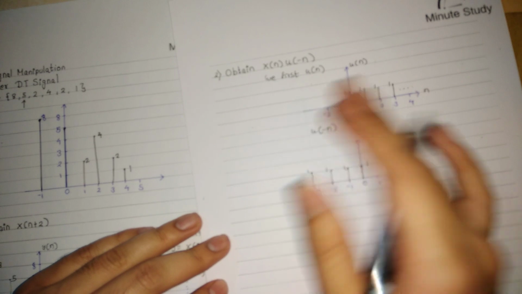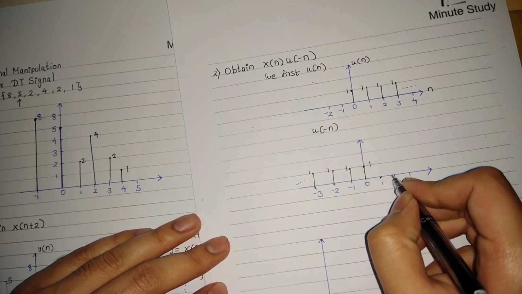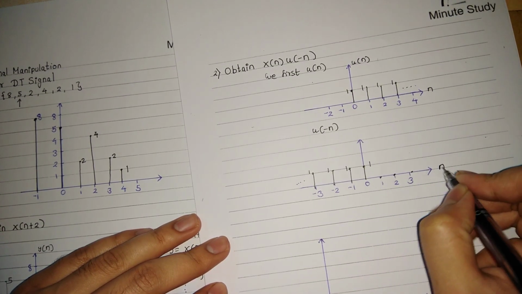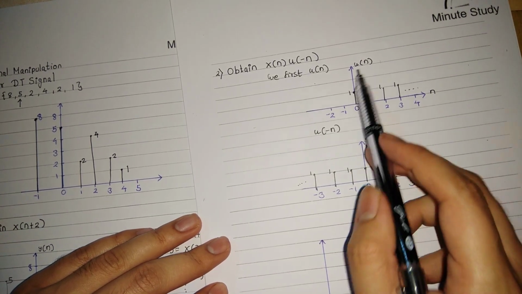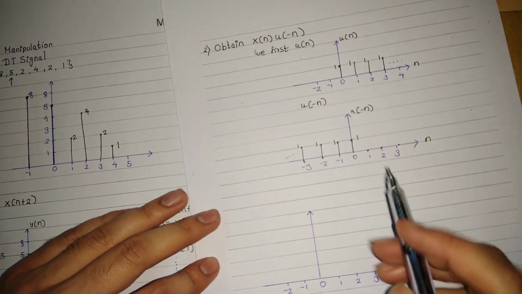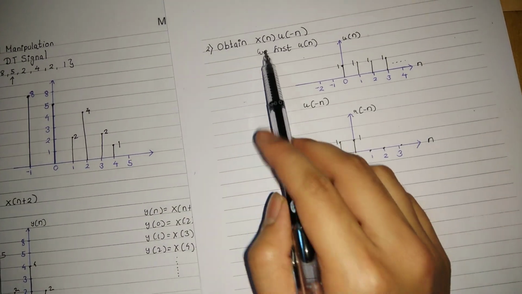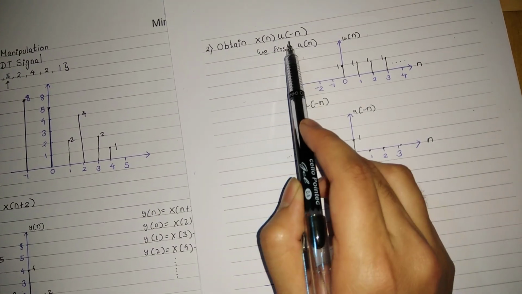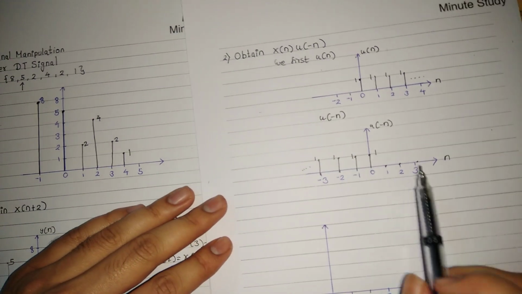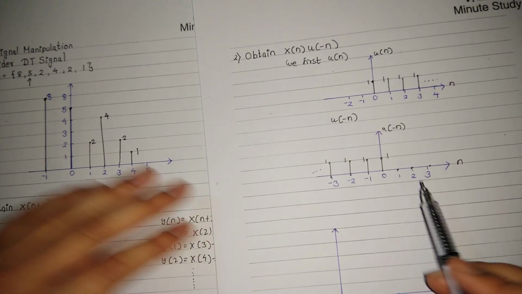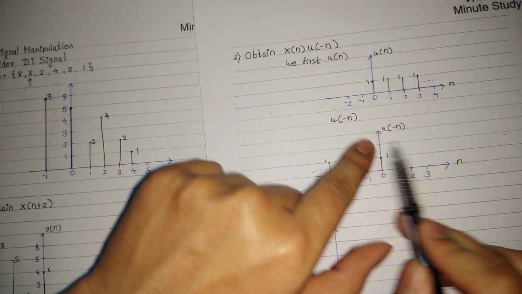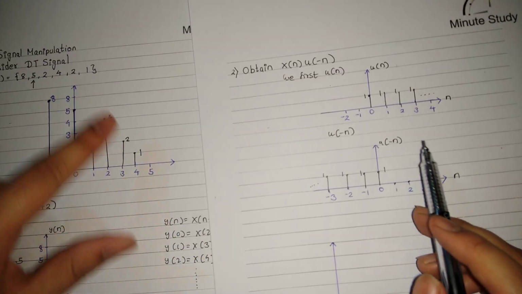And here everything is 0, so here everything will become 0. So this is our new signal u of minus n, whereas u of minus n is basically a folded signal of our unit step signal. Now what we have to find is basically x of n into u of minus n. This is basically a multiplication which we have to perform of two signals. So this is our u of n and this is our x of n.